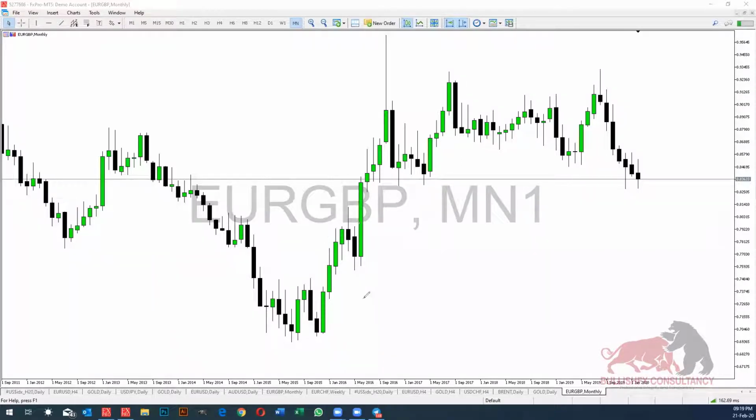Right. Hopefully not you. So I was talking about Euro GBP, right? So you see, this is a monthly chart. Market has been pushing to the upside.